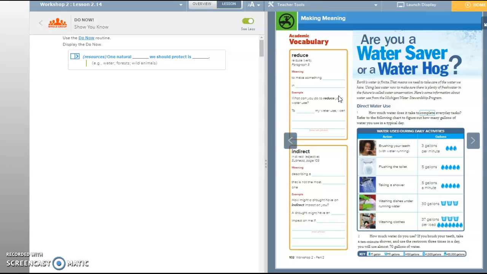One natural resource we should protect is blank. I want you guys to come up with that. An example could be water, forests, wild animals. Natural resources. All right.